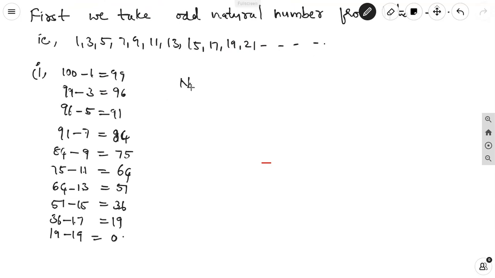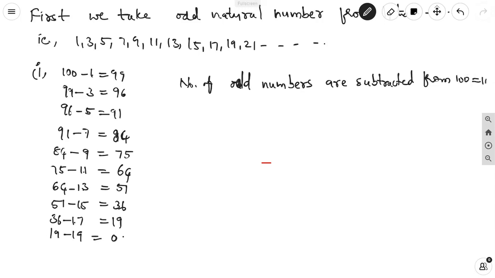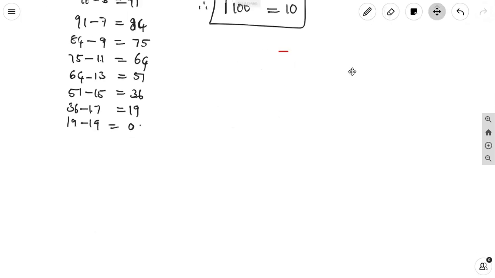So the number of odd numbers subtracted from 100 is equal to 10. Therefore, the square root of 100 equals 10. This is the subtraction way. The second case, 169.